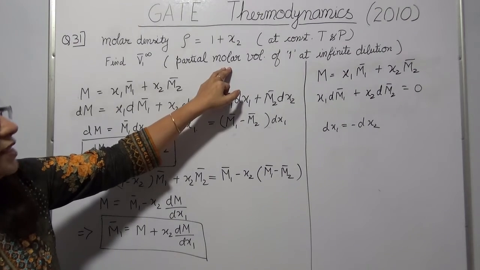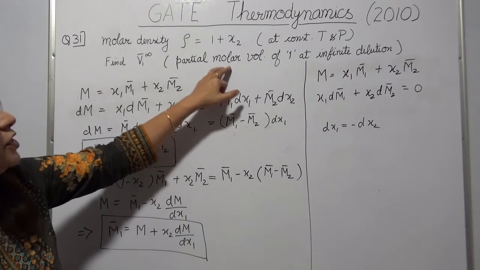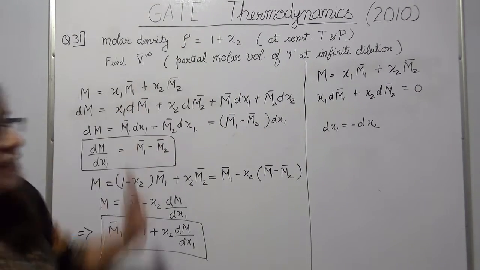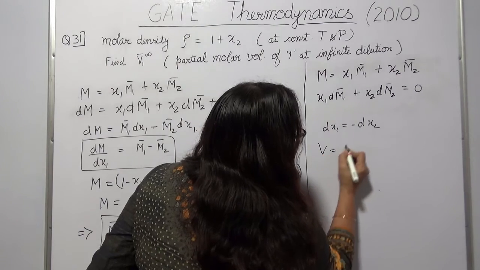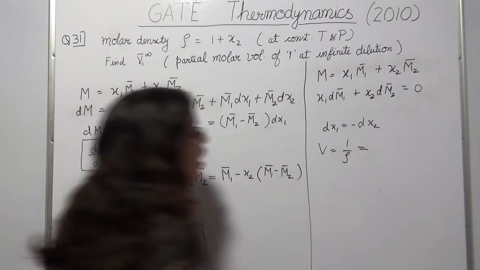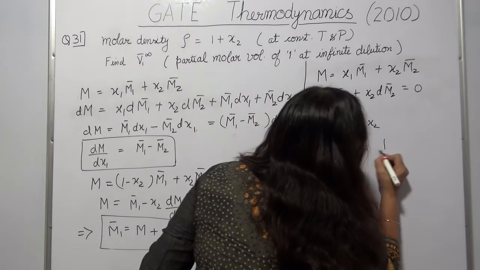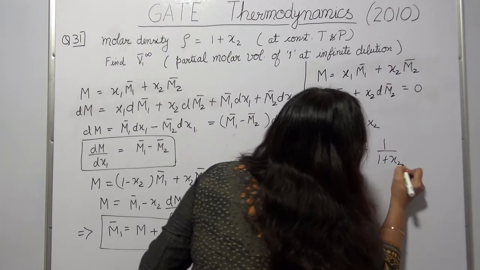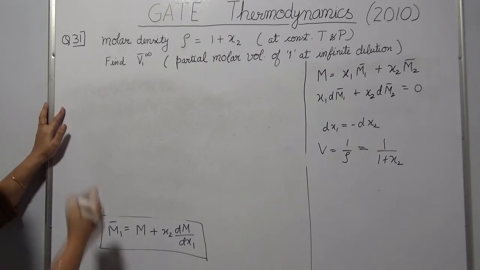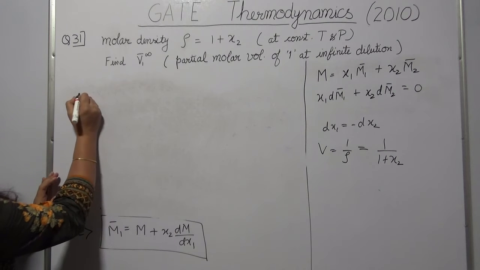But realize this, that your molar volume is nothing but the inverse of the molar density. So your V is equal to 1 upon rho. So I can now write this equation in terms of V as 1 plus x2. Let's write down the equation in terms of V.